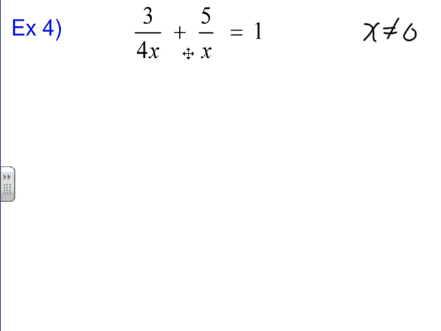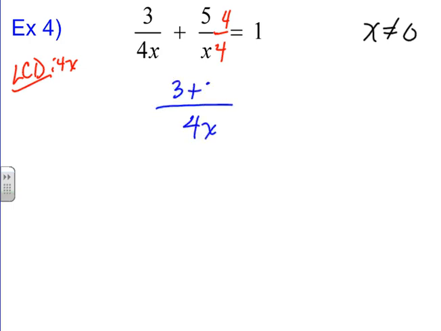So we have two terms on the left-hand side, so we need to find the least common denominator. We're going to use 4x. That means we need to multiply the second fraction times 4. Our common denominator of 4x, here we have 3 plus 5 times 4, which is 20, will give us 1. 3 plus 20 is 23. And every number is put over 1 to make it a fraction. And we will cross multiply.